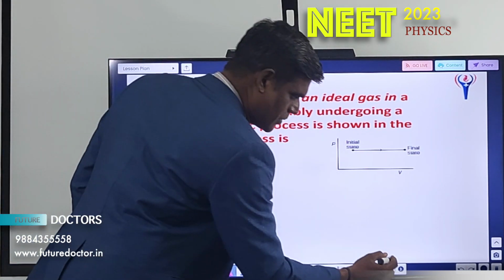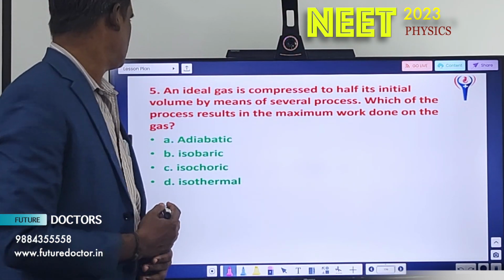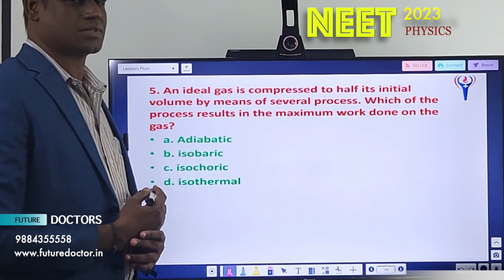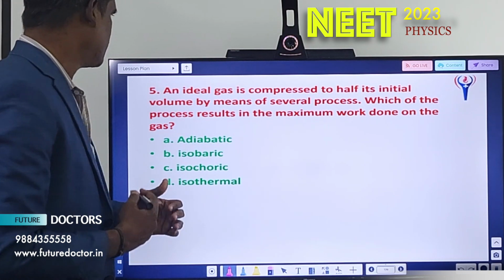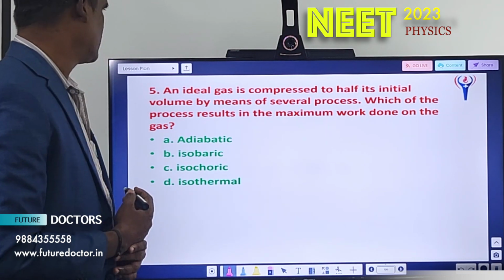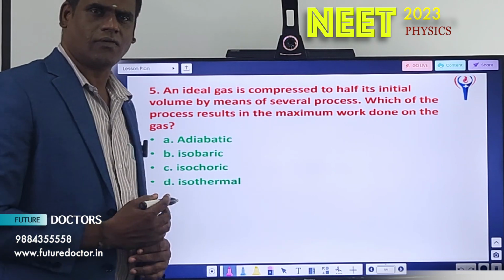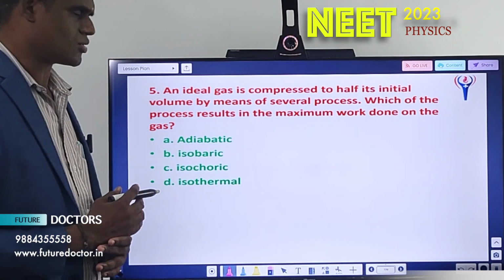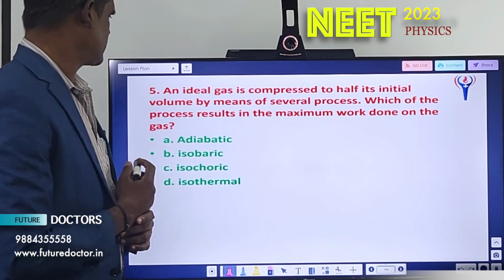Let's move to question number 5. An ideal gas is compressed to half its initial volume by means of several processes. Which of the processes results in the maximum work done on the gas? A. Adiabatic. B. Isobaric. C. Isochoric. D. Isothermal. Here, if you know the work done for these processes, adiabatic, isobaric, isochoric and isothermal, you are able to find the solution for this question.